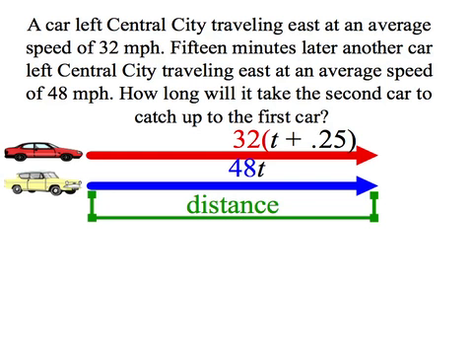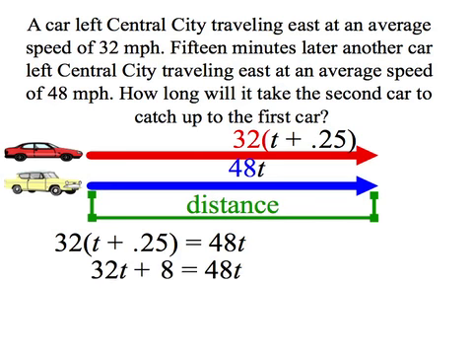Well, the distances are the same. So instead of these two rate times time expressions adding up to a number, they're equal to one another. So here's our equation. In fact, we don't even know what the distance is. But we know that the rate times the time of the red car is equal to the rate times the time of the blue car.